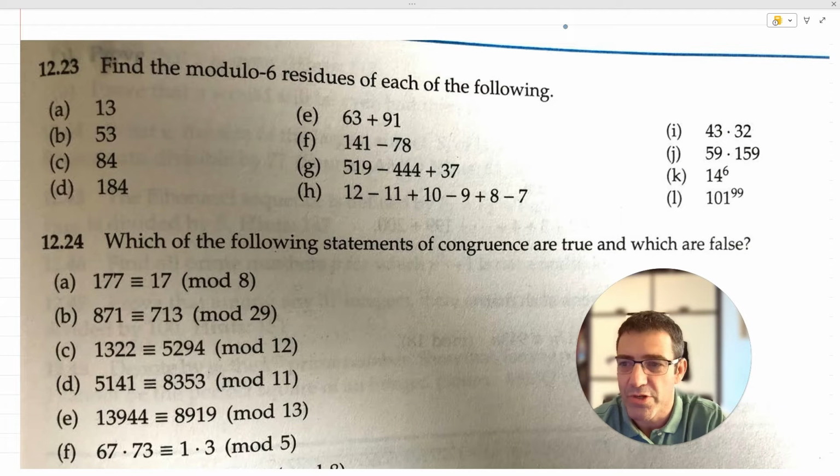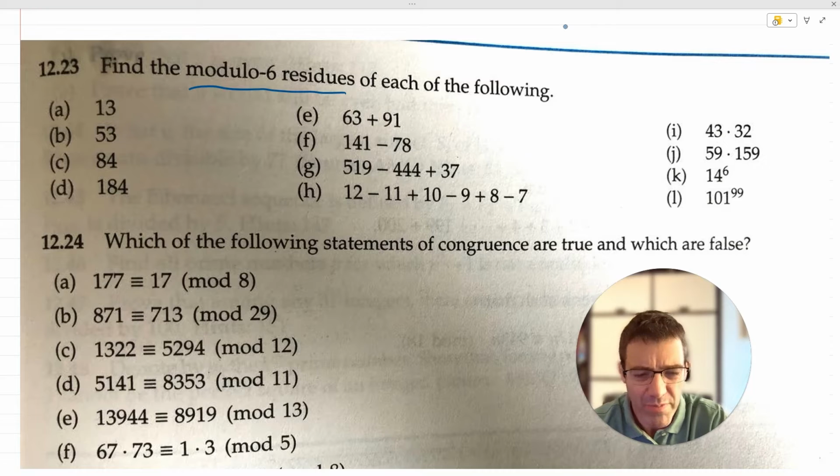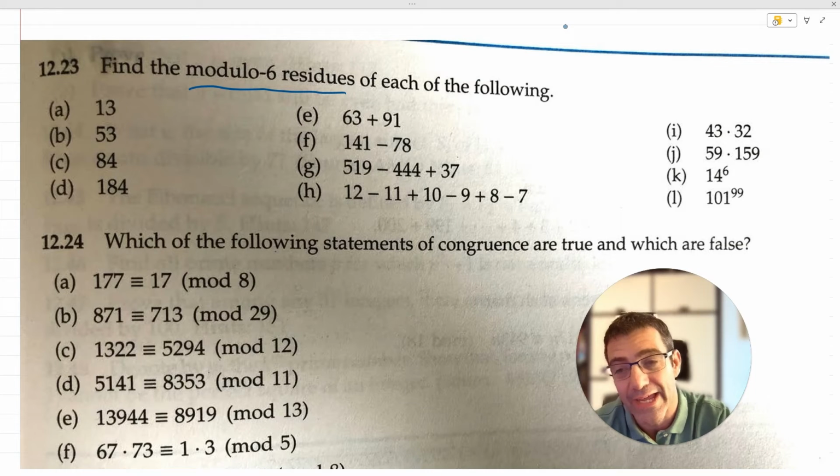And so we start this worksheet finding the modulo 6 residues of each of the following. And so mod 6 residue is how much do we have left after a multiple of 6. So if we look at question A, 13, well, we know that 12 is 0 mod 6. If you're not too sure about modular arithmetic, please look back at the first video we made about modular arithmetic so that you can familiarize yourself with it. So 13 is one more than a multiple of 6.